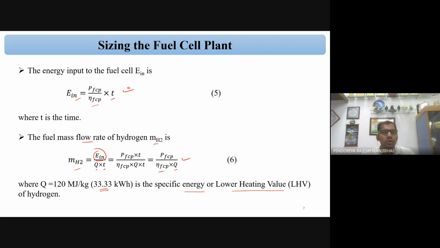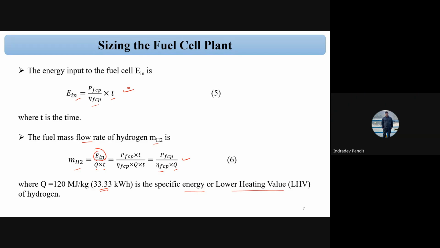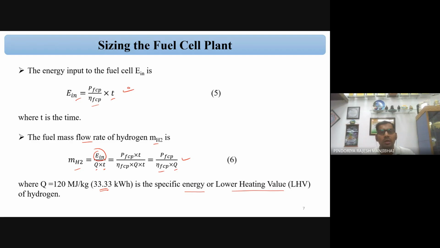Correct. Otherwise, we cannot increase the per single fuel cell voltage, because till now we don't have any technology to increase the per cell voltage to maybe 10 volts or maybe 20 volts. It is not like that. Then we have to connect many cells in series. Maybe we have to connect 1000 cells in series, maybe 1500 cells in series. That depends on the power requirement.